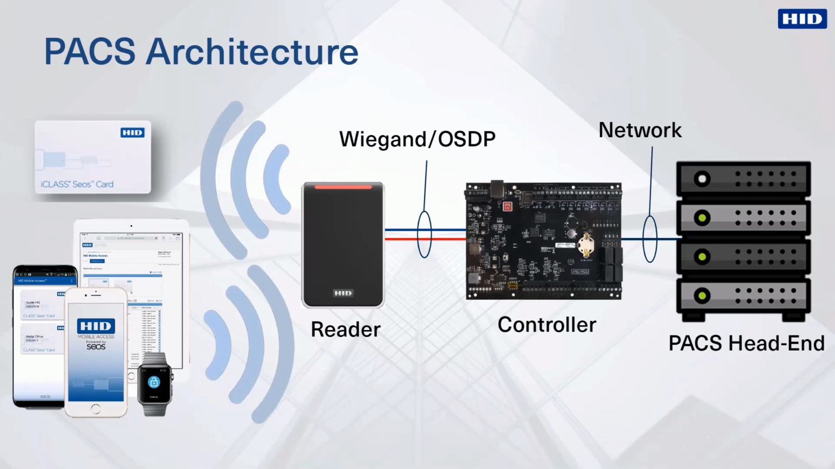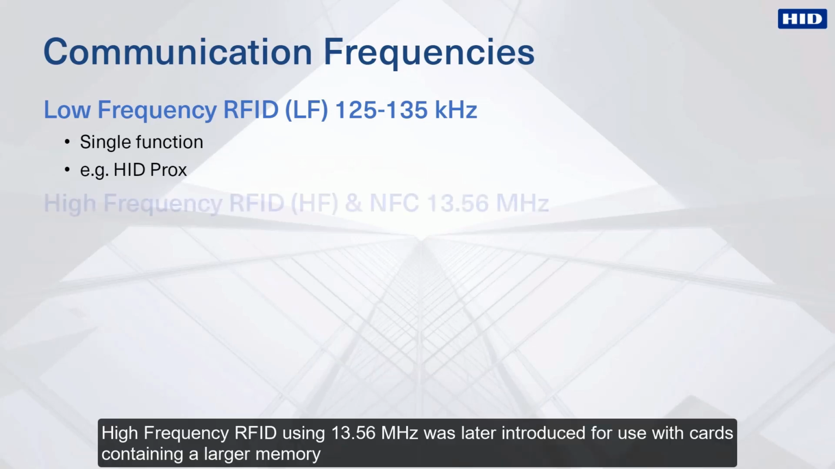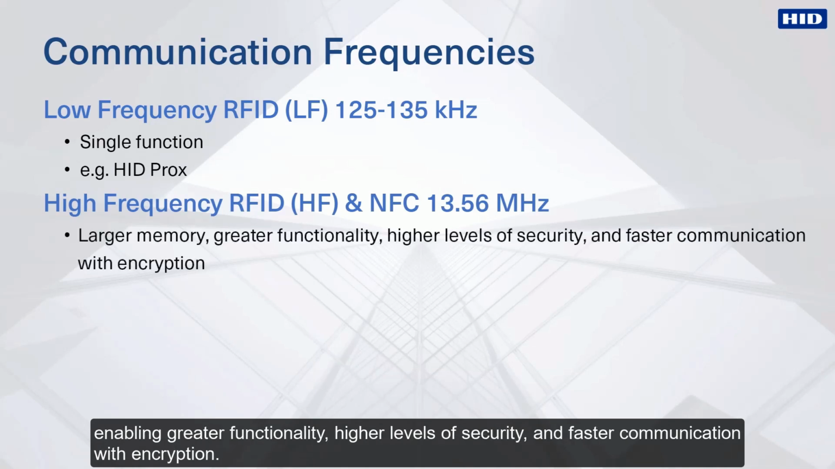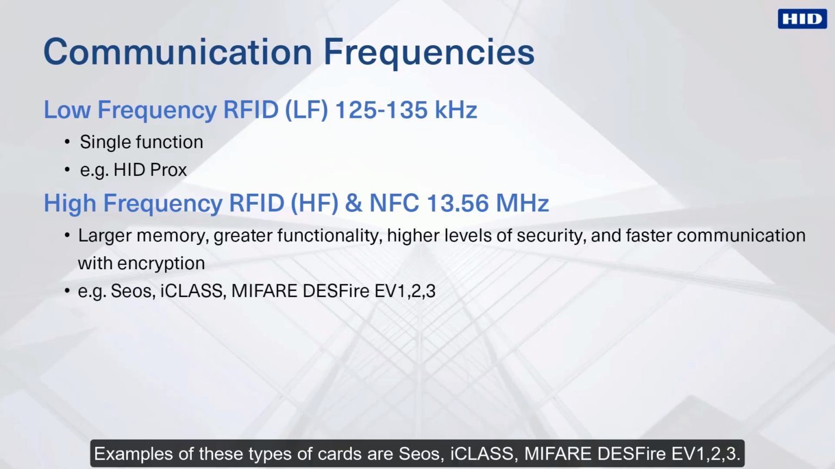the head-end server. Low-frequency RFID, predominantly using 125 kHz, was first used for single-function cards such as HID Prox. High-frequency RFID, using 13.56 MHz, was later introduced for use with cards containing a larger memory, enabling greater functionality, higher levels of security, and faster communication with encryption. Examples of these types of cards are CSN, iCLASS, MIFARE DESFire EV1, 2, and 3.